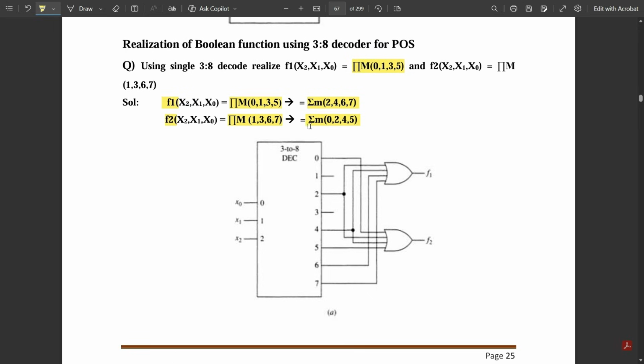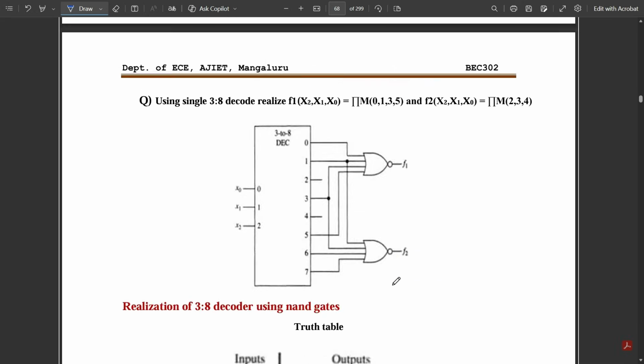Now it is converted into sum of min terms, and now you can represent this in this block. That is 2, 4, 6, 7. Give it here for the function f1, and 0, 2, 4, and 5, you give to this OR gate and get the value of f2. Like this you can realize the given functions using a 3 to 8 decoder. Very easy guys, very important, please go through it.